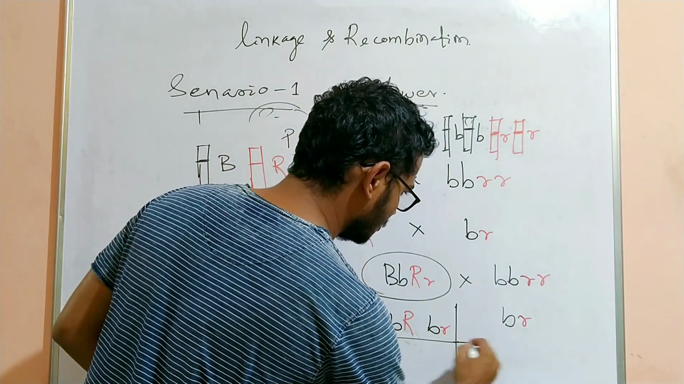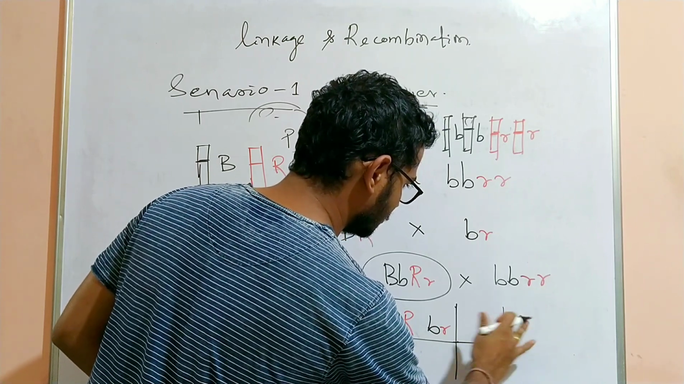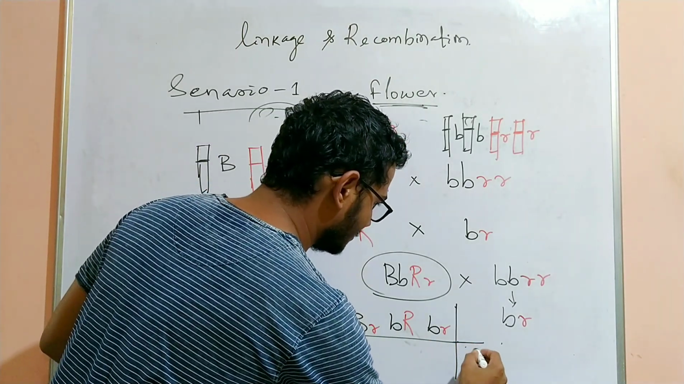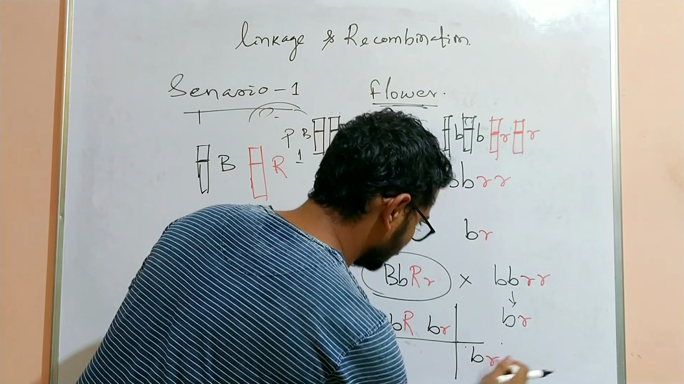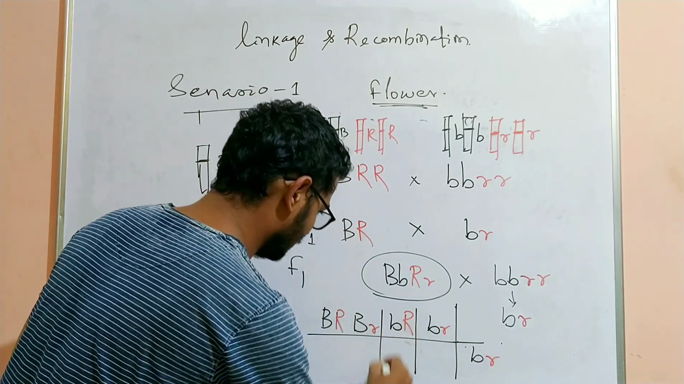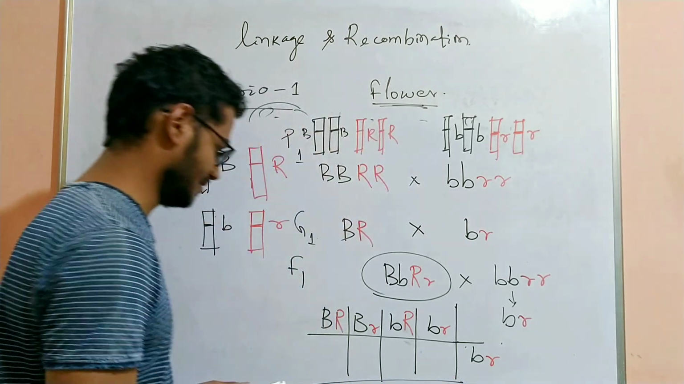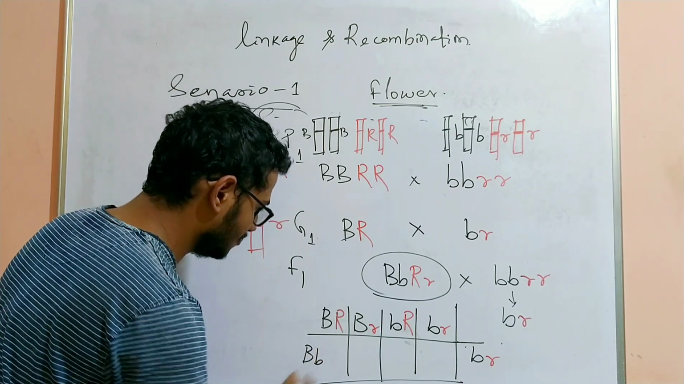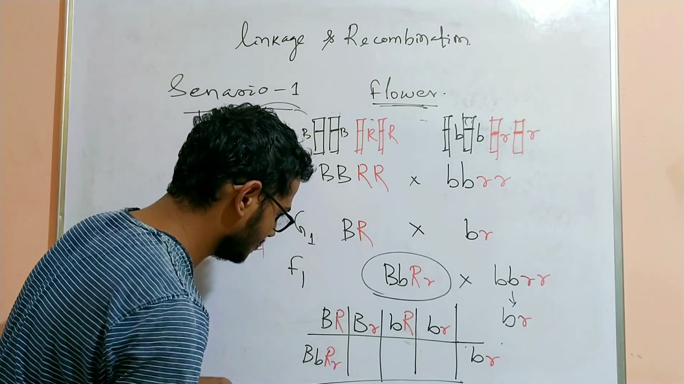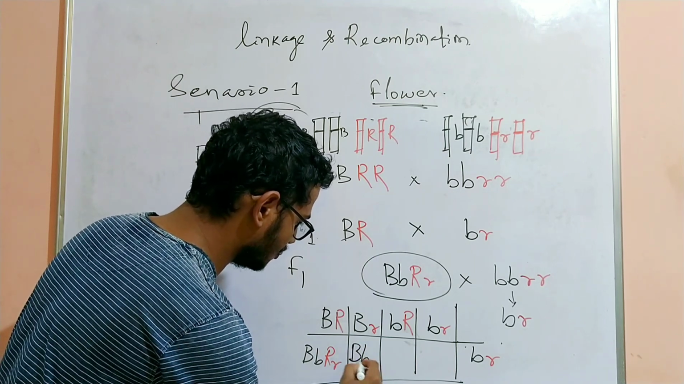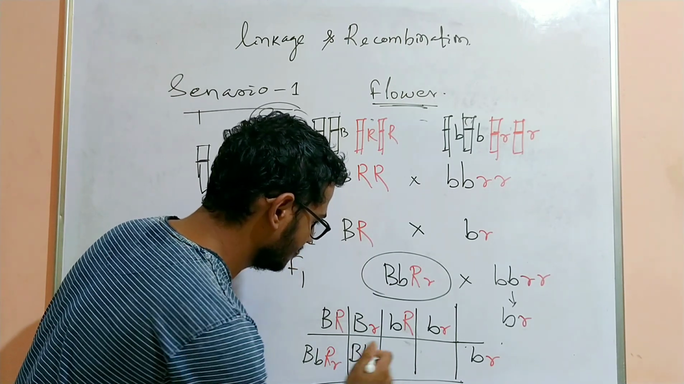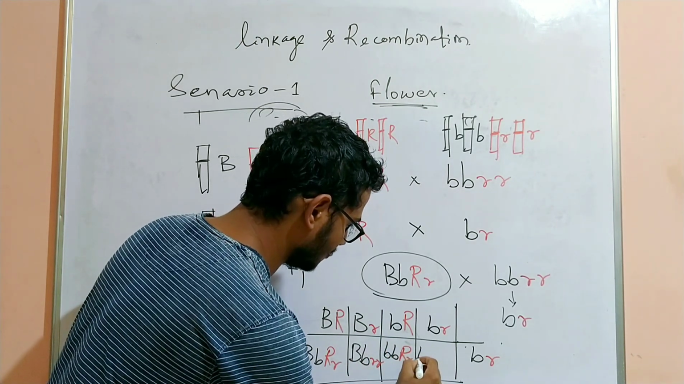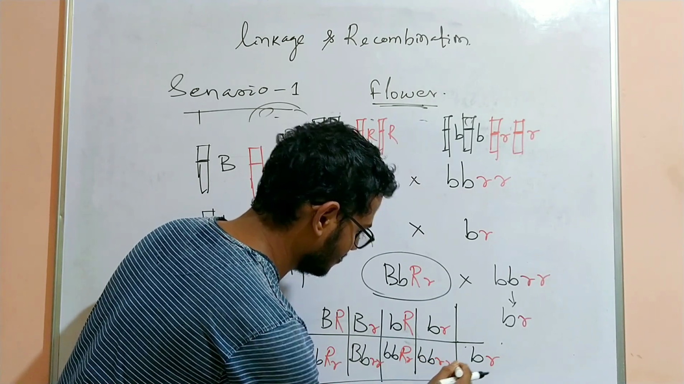These are the different gametes from this parent, and this is also a gamete from the other parent: small b, small r. So what will be the different products? Let's write here: capital B, small b, capital R, small r. Likewise here, capital B, small b, small r, small r. Here small b, capital R, small r. Here all are small.